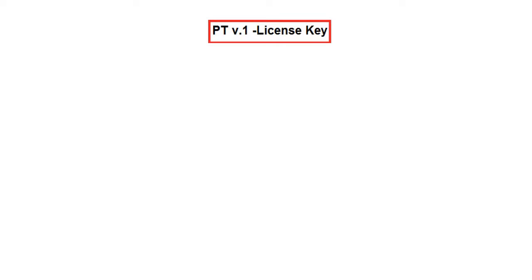Now, the first thing you need is your old ProfitTrailer version 1 license key. Go back to when you bought the first PT1. They gave you a license key that you activated it with. That's what you need. You are going to use that same license key to activate the new ProfitTrailer version 2.